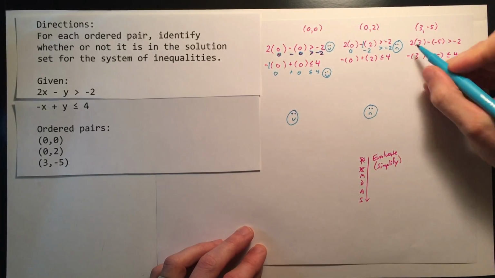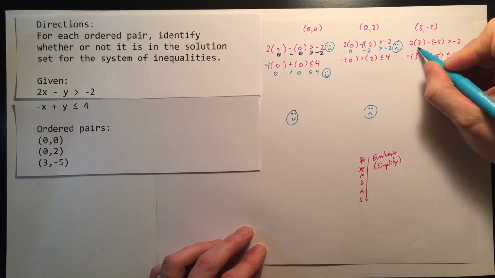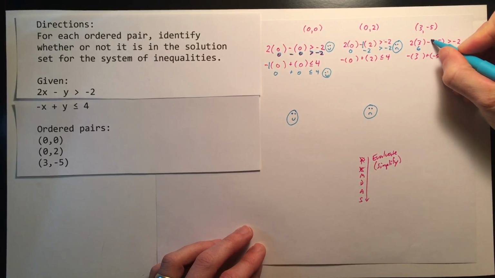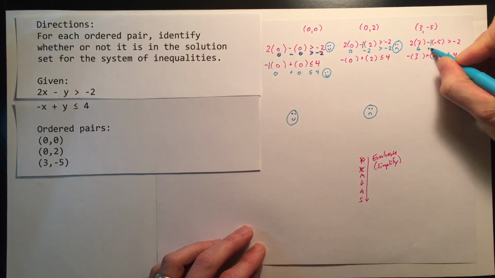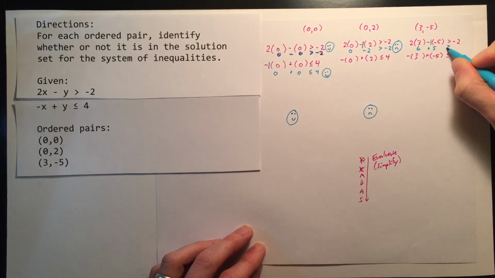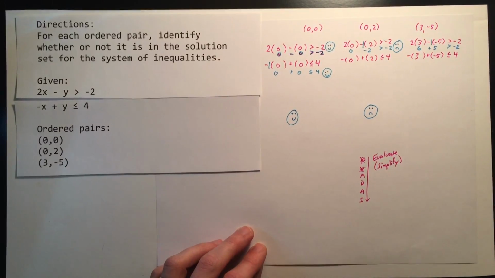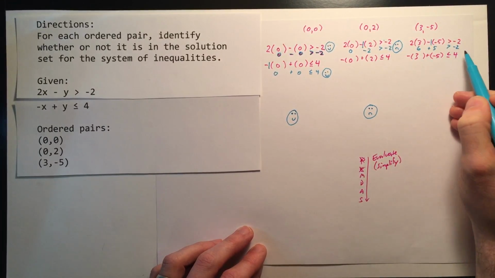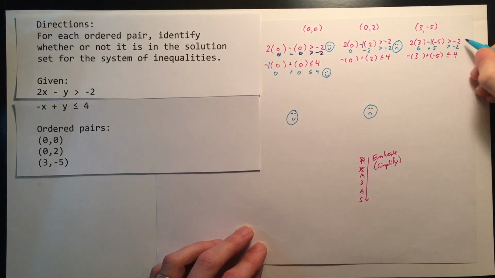Okay, last one. 2 times 3, again multiplication comes first, is 6. And here we've got a negative 1 times a negative 5. Negative times negative makes positive. 1 times 5 is 5, greater than negative 2. Is 6 plus 5, which is 11, greater than negative 2? Yes, it is.